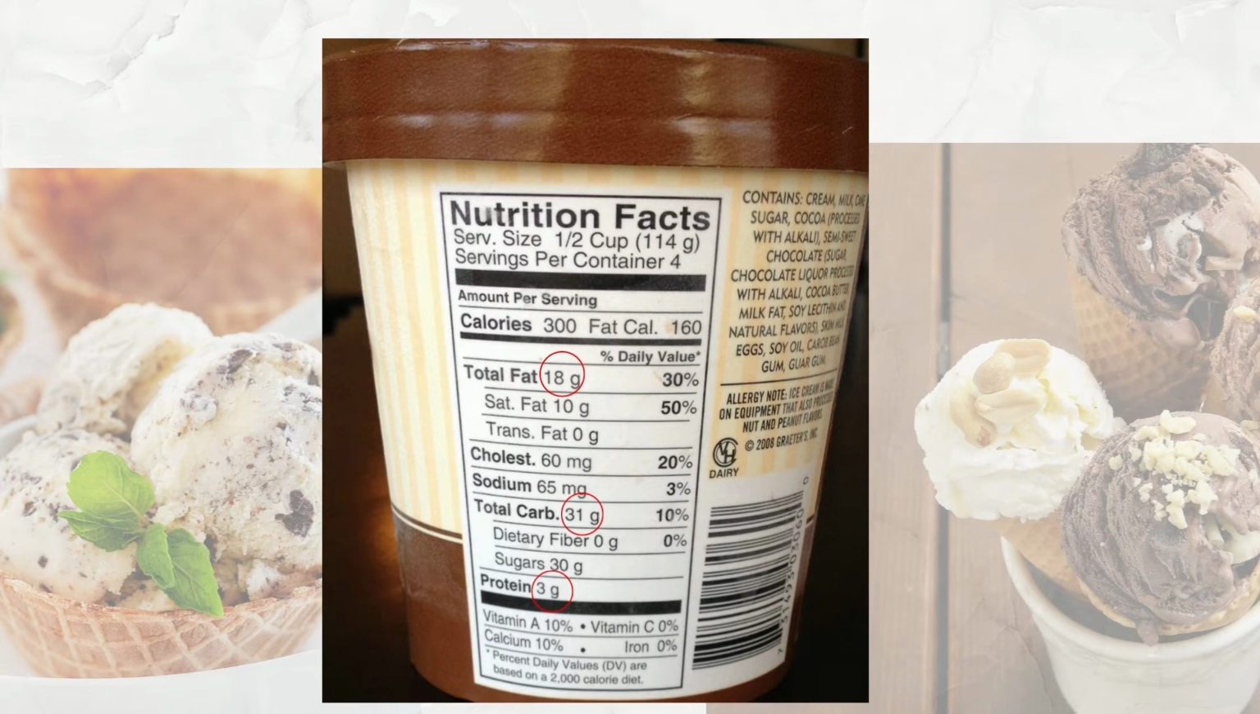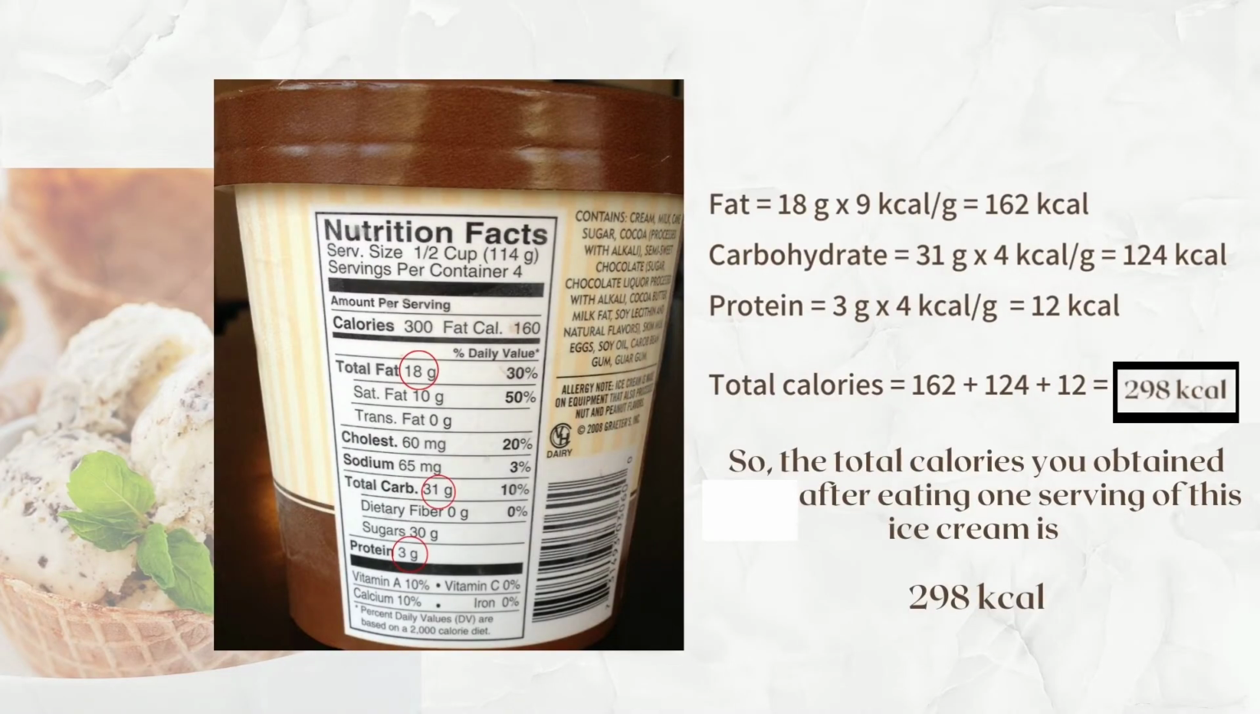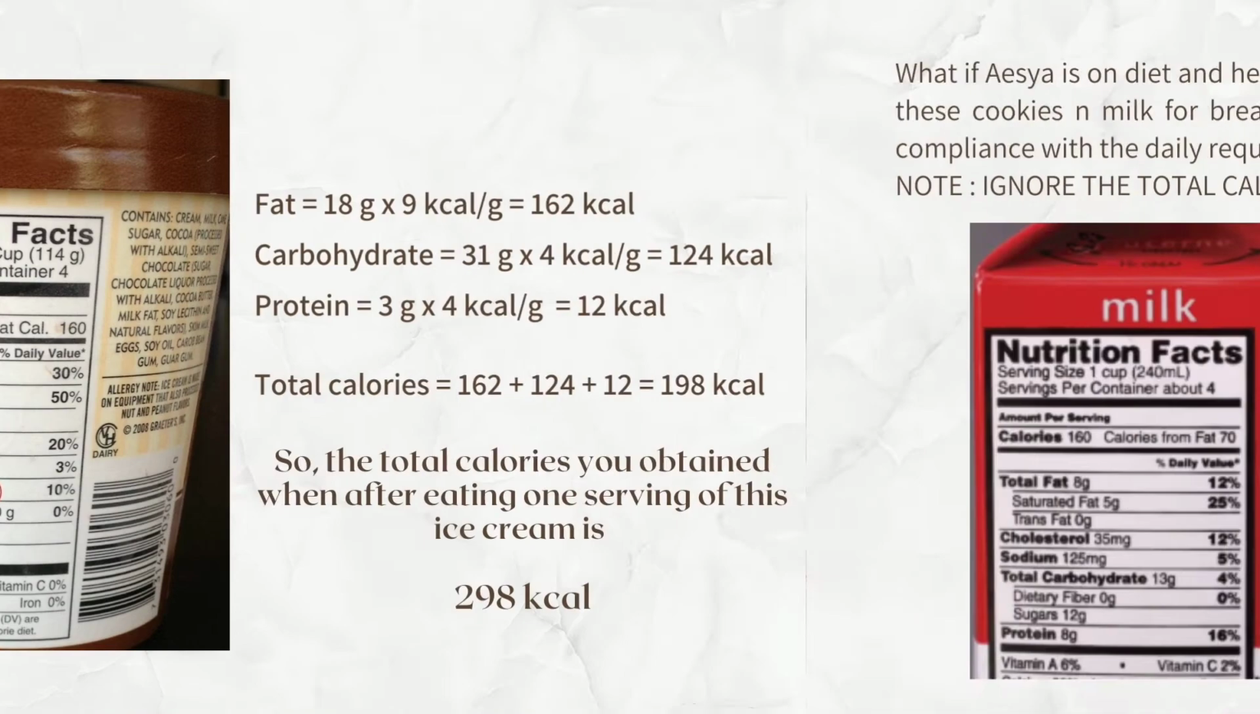We have a nutrition facts label for an ice cream. As you can see, it stated that the total fat, carbohydrate and protein is 18 gram, 31 gram and 3 gram respectively. Therefore, we can calculate the total calories for one serving of this ice cream. The energy obtained from fat is 162 kilocalories, from carbohydrate is 124 kilocalories, and from protein is 12 kilocalories. So, the total calories you obtain after eating one serving of this ice cream is 298 kilocalories. Let's move on to the last example.